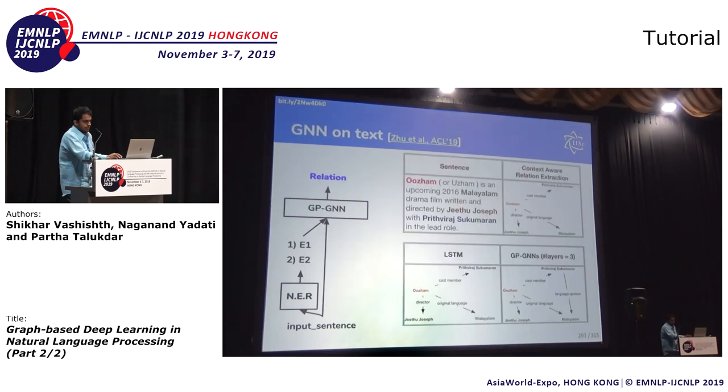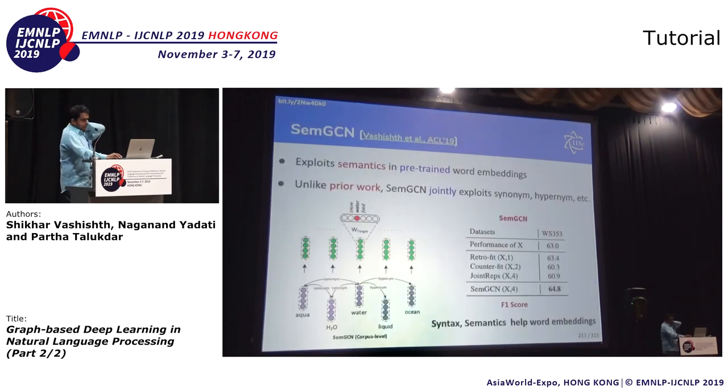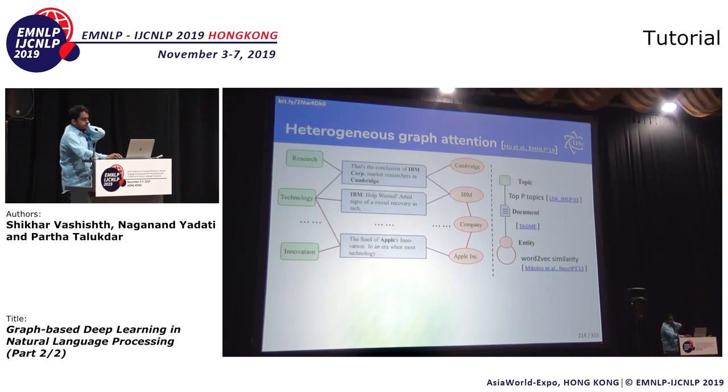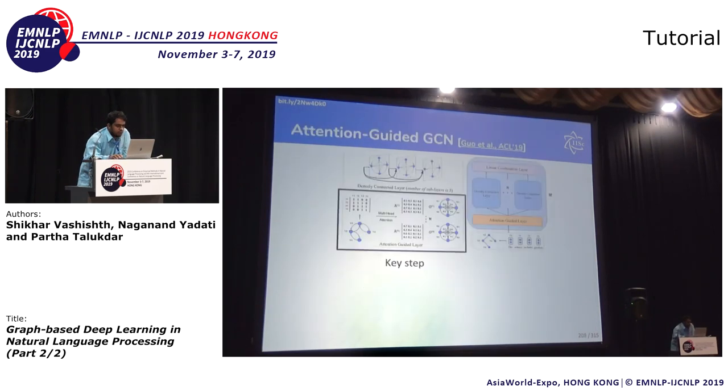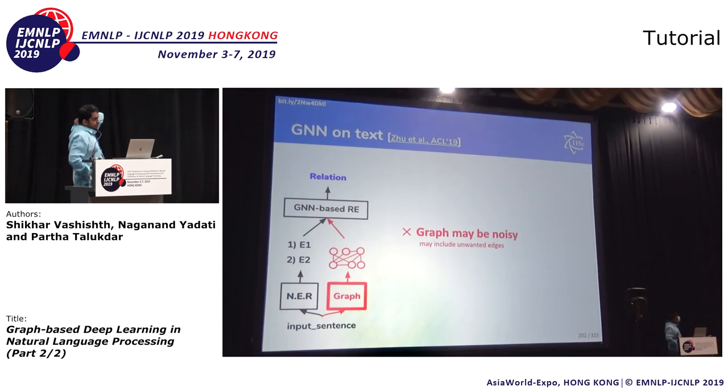Are there other questions? I have a question. Since we know the graph construction is not perfect, and there are so many different ways to construct a graph, is it possible that if we construct it randomly, it can also bring some improvement? Or is there any comparison between a random graph, a relation graph, or a parsing graph? Thank you.